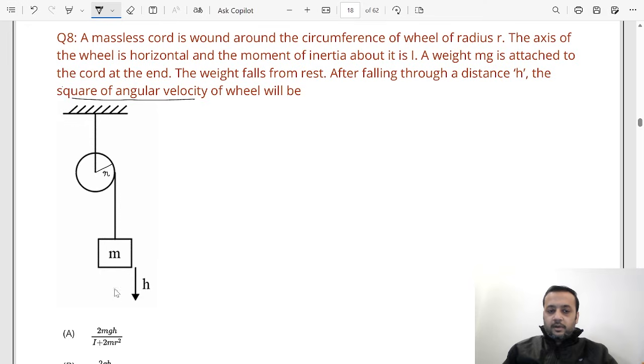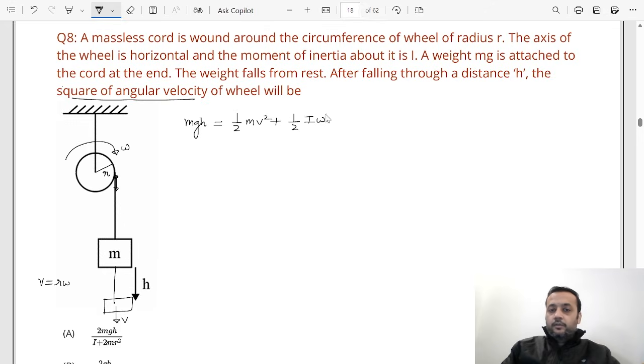So if you look over here, the block descends by height h. So the loss in the potential energy of the block is mgh. And by the time the block reaches over here, let us say its speed has become v, and the pulley in the meantime starts rotating with angular speed omega. So clearly the speed of the block will be equal to r omega using the constraint, because the rate at which this point will come down is r omega, and that is directly equal to the speed of the block. So the loss in the potential energy will be the gain in the kinetic energy of the block plus the gain in the kinetic energy of the pulley. The gain in the kinetic energy of the pulley is half I omega square.